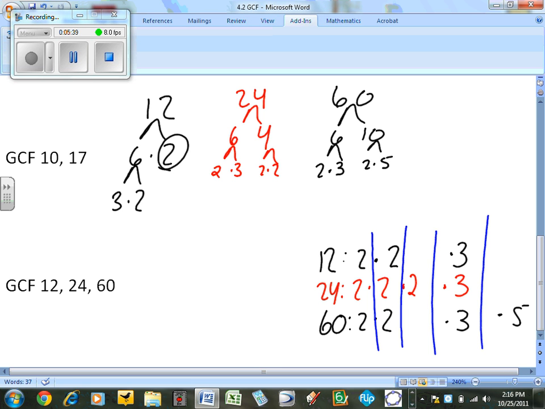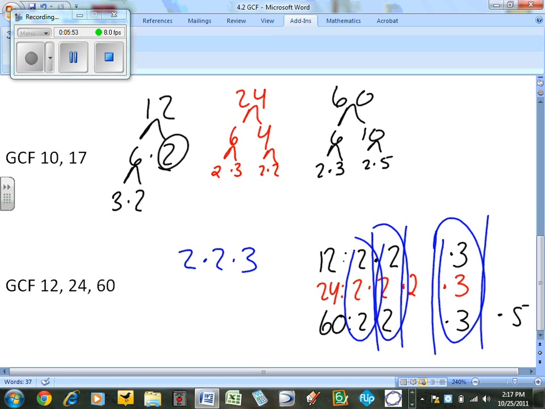Now to get the greatest common factor, we take all the columns that are full. We need to take a 2, and another 2, because that column is full. And we need to take a 3, because that column is full. So our greatest common factor of 12, 24, and 60 is 2 times 2 times 3, which is 4 times 3, which is 12.